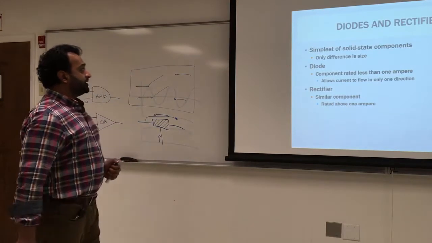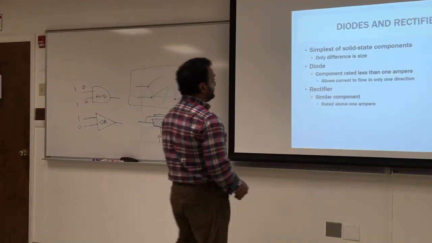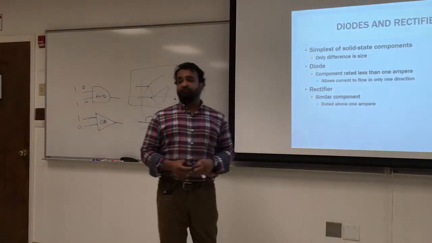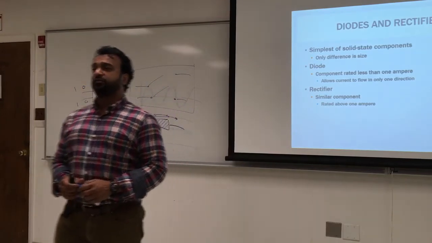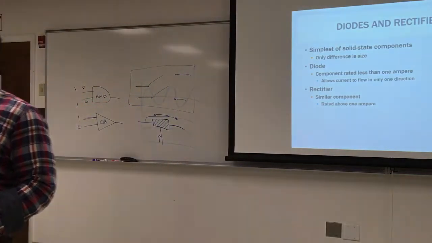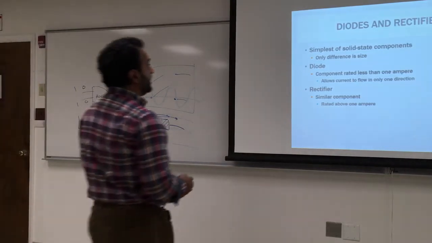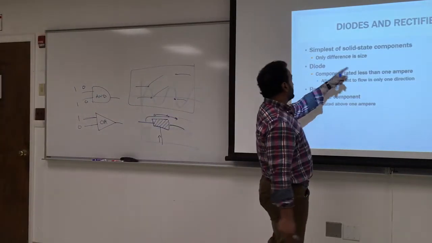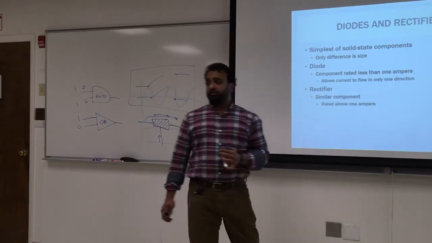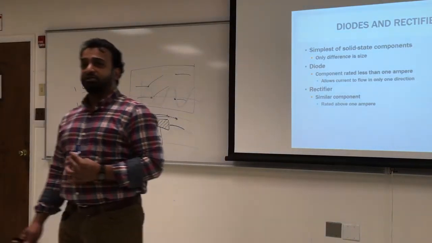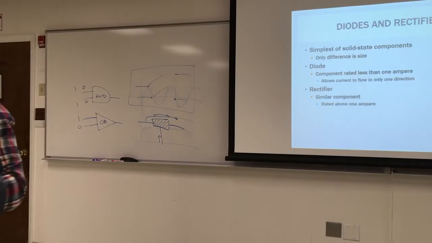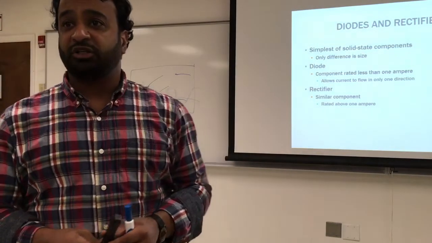Diodes and rectifiers. Again, if you can remember that the diode is a check valve for current, I'll be happy, that's enough. At least you know it's a component that allows the current to go only in one direction and not back. These are the simplest solid state components. I am not an electronic major, I don't know much about electronics, but I know the major components, I know how they function, and that's what you need to know.